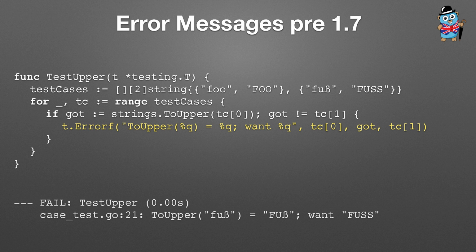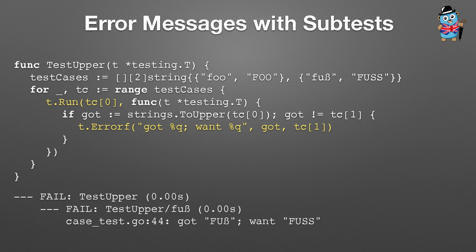Okay, sorry about that. So this is the output you would see, right? In the output, you have the to upper, in this case, with the original input, and then what you got and what you wanted, right? This is an idiomatic way of writing error messages. So how does it look with subtests?